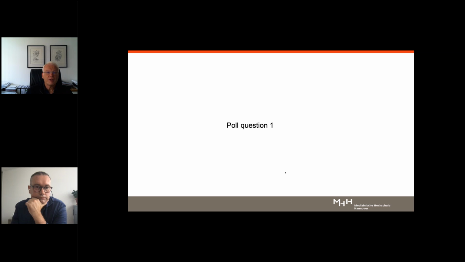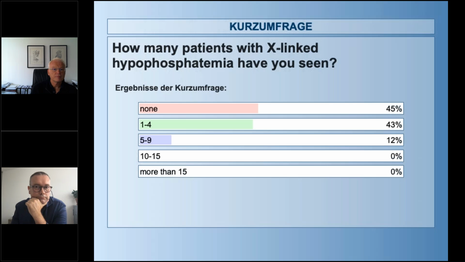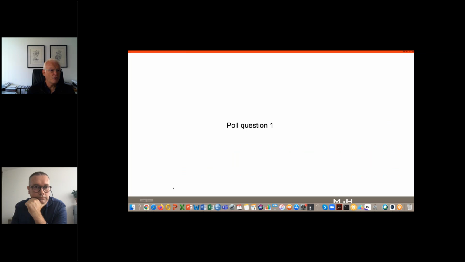So I think it's time for poll question number 1. The question is just informative. I would like to know from you, how many patients with XLH have you seen so far? It's none, 1 to 4, 5 to 9, 10 to 15, or more than 15. Okay, half of the colleagues have seen no patients, and some have seen 5 to 9. So it's really a rare disease, and that's why we are going today through this guideline overview.